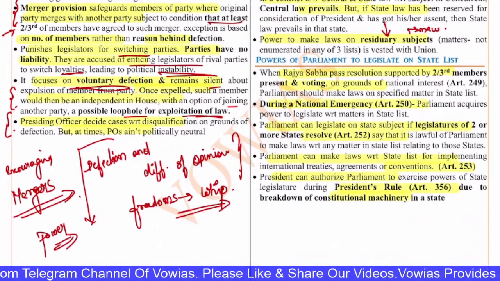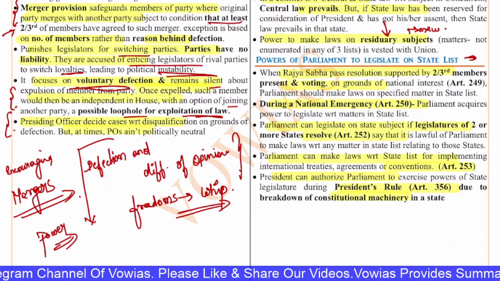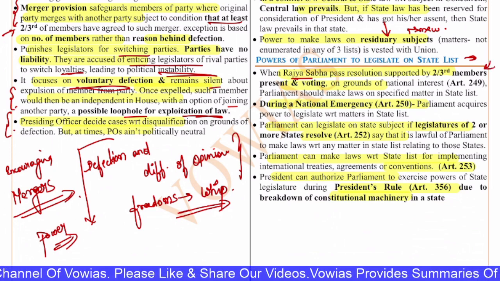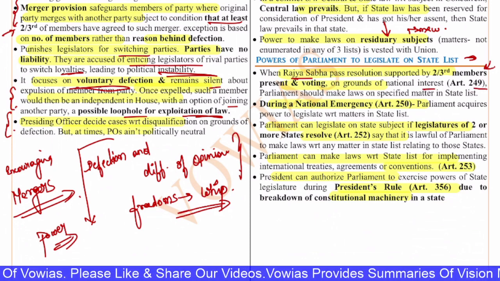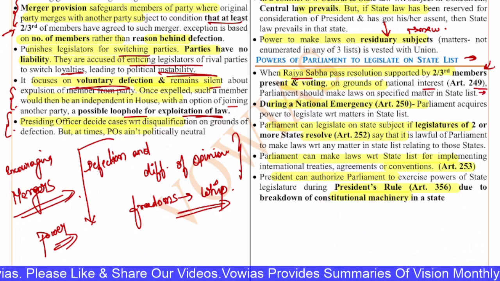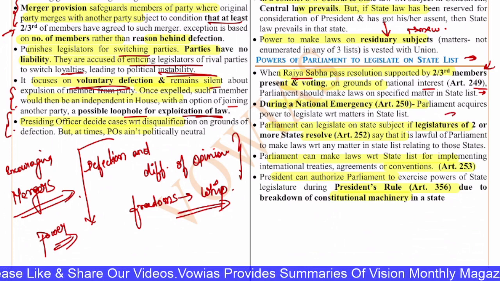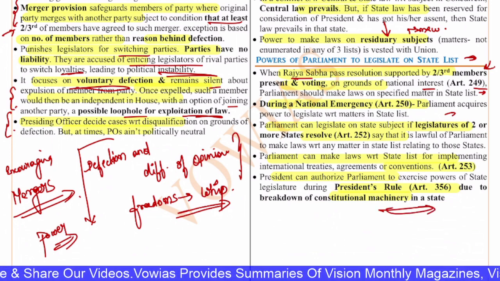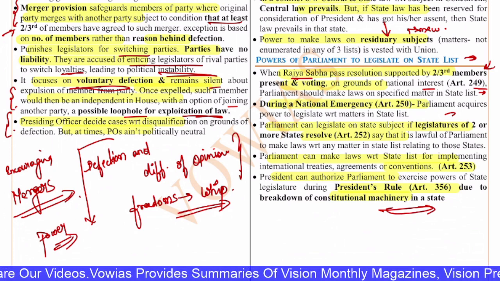Now, what are the powers of the Parliament to legislate on the state list? Under five circumstances, the Parliament can legislate over the state list. First, when the Rajya Sabha passes a resolution with a two-thirds majority, two-thirds present and voting, on the grounds of national interest under Article 249, then Parliament can make a law on the specified matter in the list. But this will be valid only for one year. During a national emergency, again the Parliament can legislate over state subjects. During a state emergency, that is during the president's rule, when the constitutional machinery in the state has broken down, even then the Parliament can make a law on the state list.